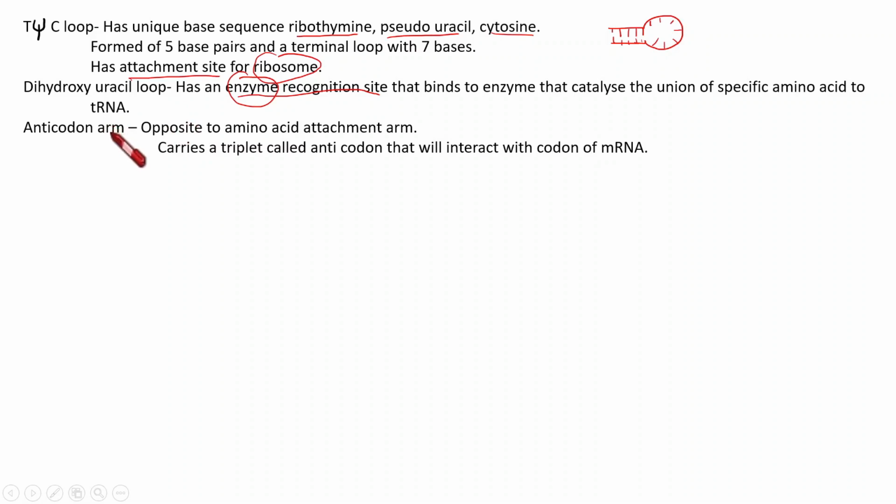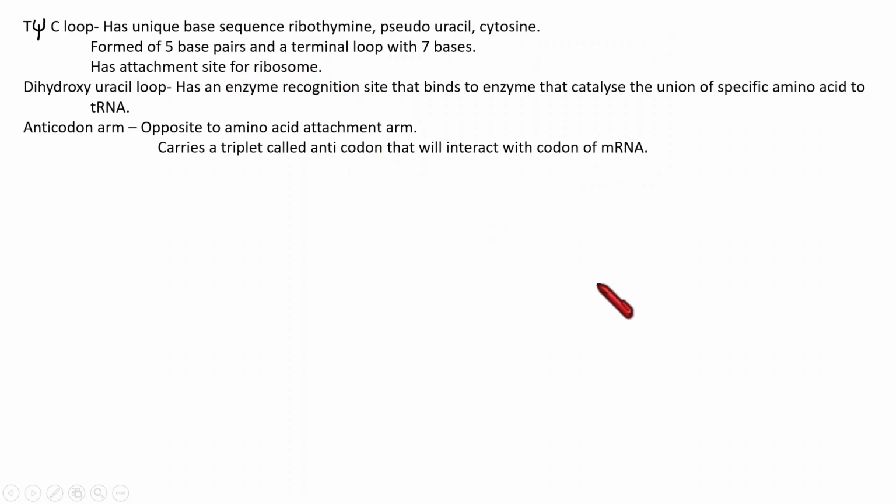Then the third and very important is the anticodon arm. The anticodon arm is opposite to the amino acid attachment arm, and this anticodon arm possesses a triplet of bases in its loop. That triplet is called the anticodon, and this anticodon actually interacts with the codon of mRNA. So that's all about the cloverleaf model of tRNA.